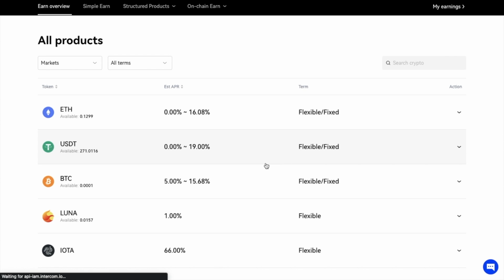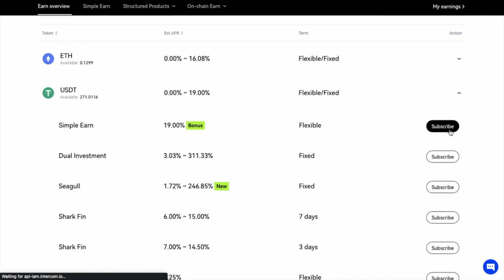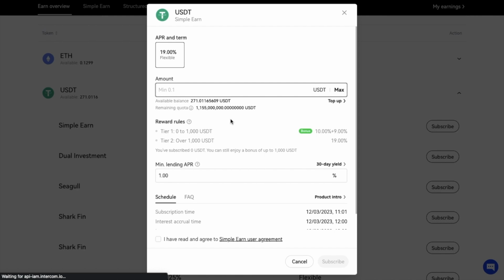For example, I'm holding USDT now that I've just traded for. And currently we can earn up to an estimated 19% APY with this simple earn. And this is a flexible offer, and that means that I can withdraw my crypto at any time if I do need those funds. And there's variable rates depending on the crypto that you're holding and the different types of staking offers. When I choose subscribe, I can then see the rate and any related reward rules.